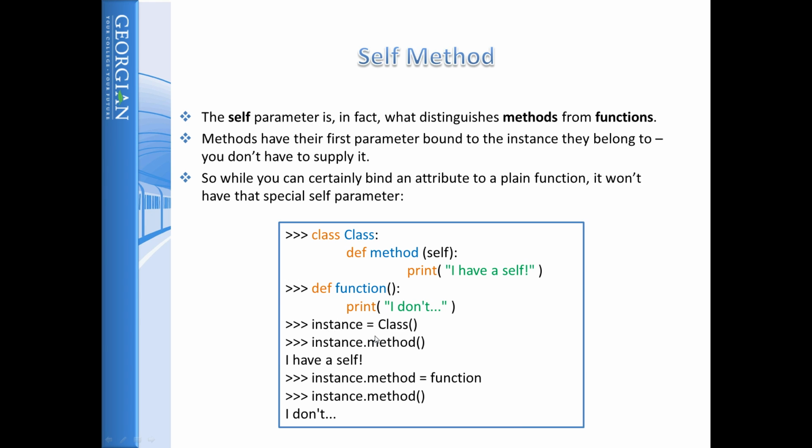And here's where I'm saying instance is equal to class. I'm actually instantiating the class here. And when I say instance.method, I'm actually calling the method of that class and printing it out. And we've been doing that all along.